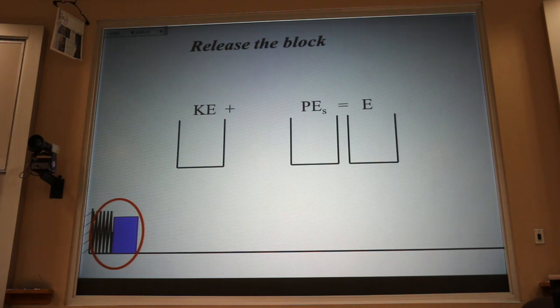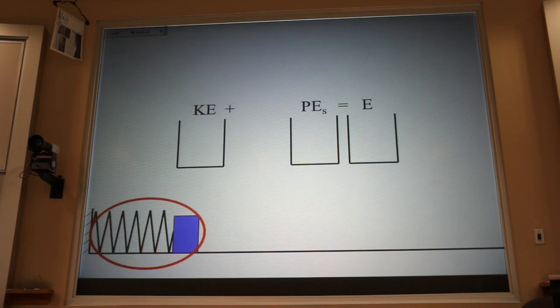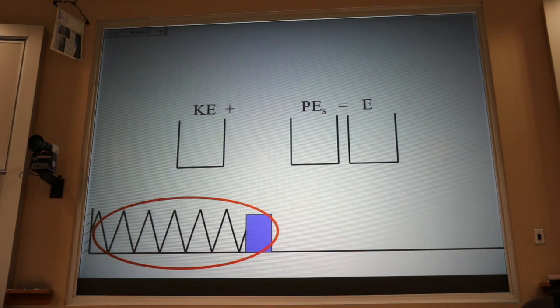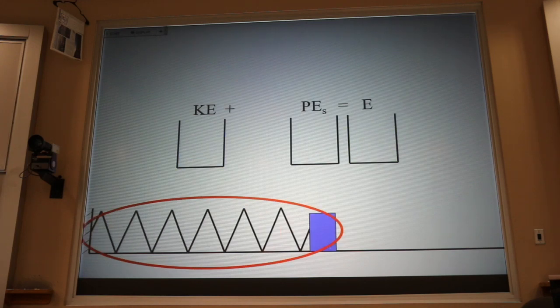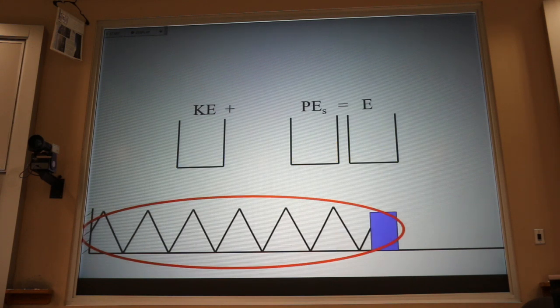I release the block. Initially, all the energy is in the compressed spring. And then the spring relaxes a little bit, but now the block is moving. So now some of the energy is in the kinetic bucket. When it gets to equilibrium, the spring is neither stretched nor compressed. All of the energy is in the motion. Then it goes back past equilibrium, the block slows down, and the spring now is stretched. And then it gets to a turnaround point where all the energy is back in the spring.